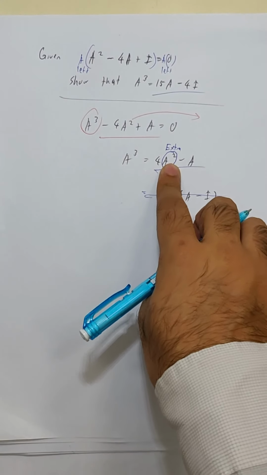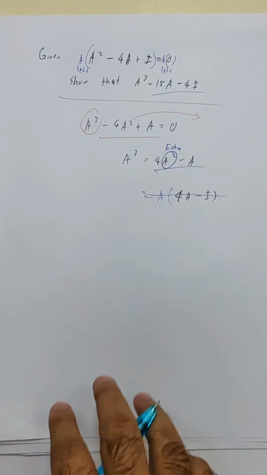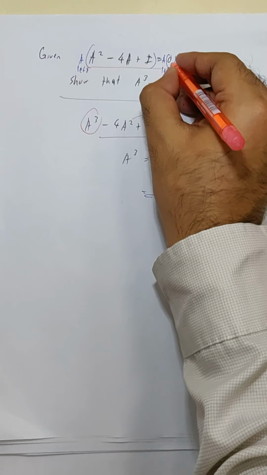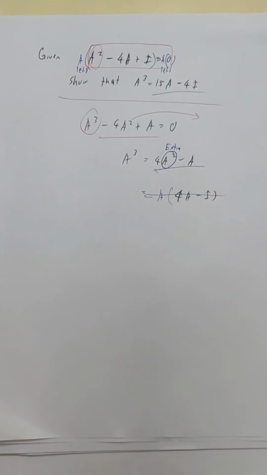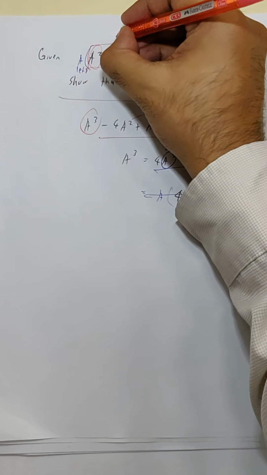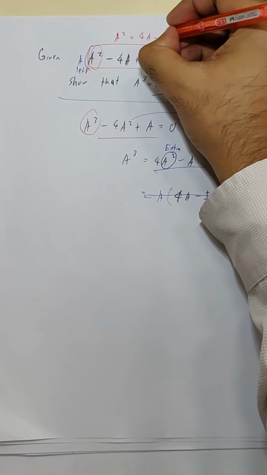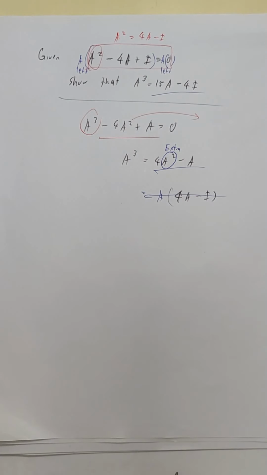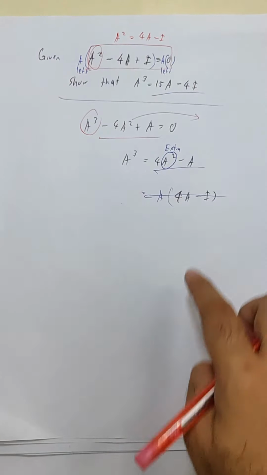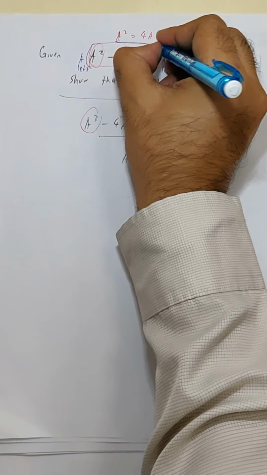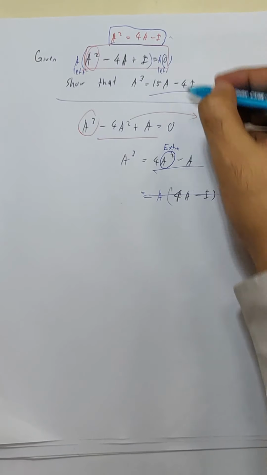We got A squared, right? Can I find A squared somewhere in this equation? Yes, I can. The first one here, sir. I can find the A squared there. Can I rearrange it and I get A squared equals to something? Yes, I can. So A squared equals to 4A minus I. Are you okay with that? So right now I am replacing my A squared with this. I'm replacing my A squared with that.